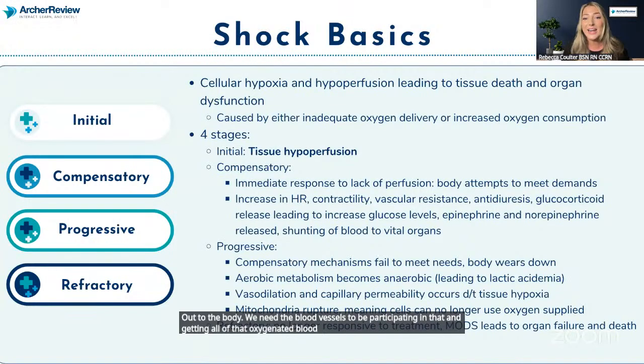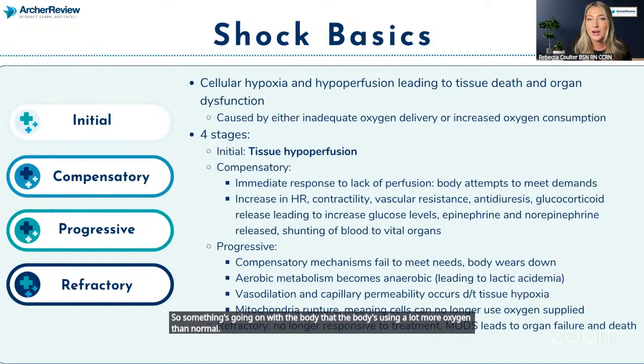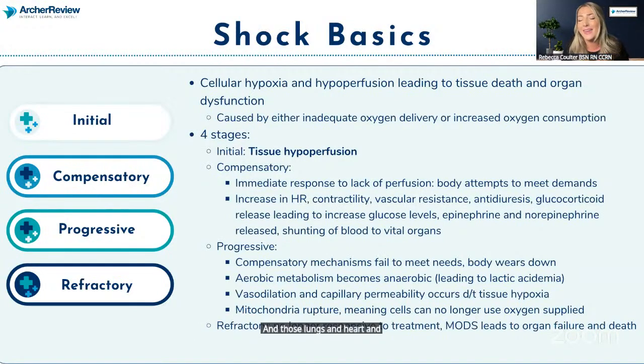So inadequate oxygen delivery can be for 1,000 different reasons. We could have a lung problem, we could have a heart problem, we could have a vascular problem. And we can also see cellular hypoxia and hypoperfusion from increased oxygen consumption. So something's going on with the body that the body's using a lot more oxygen than normal, and those lungs and heart and cardiovascular system cannot keep up with it.